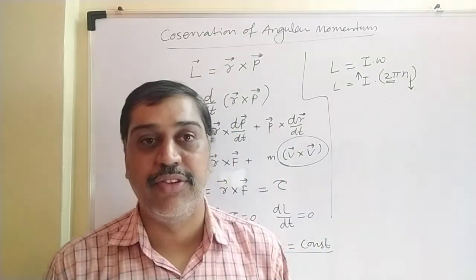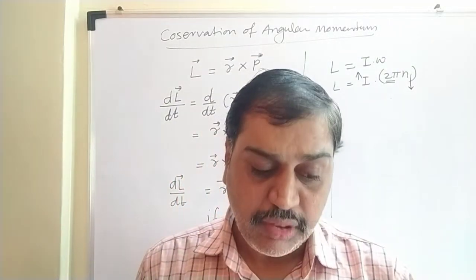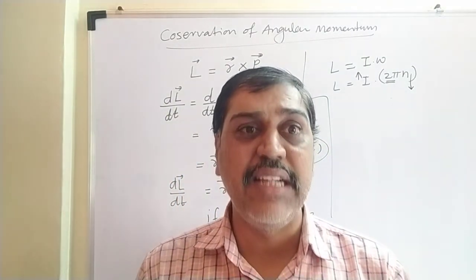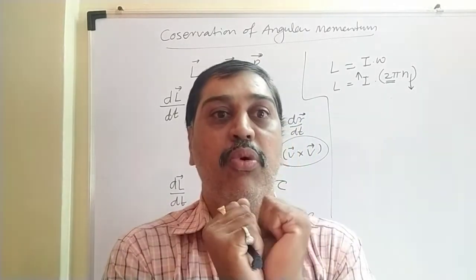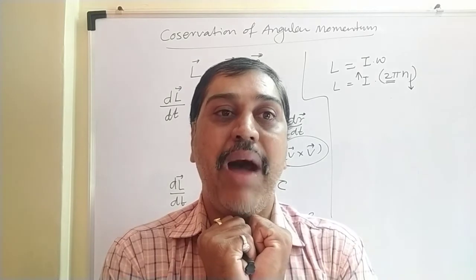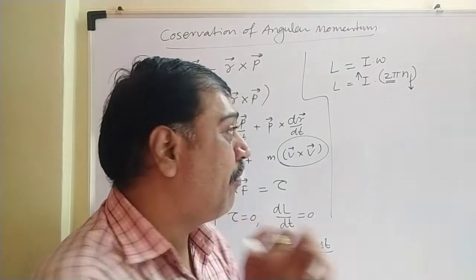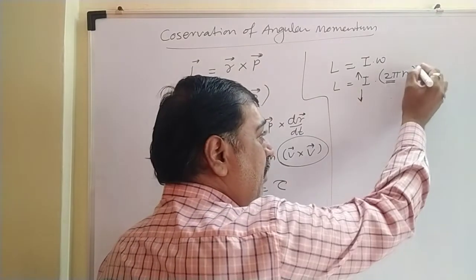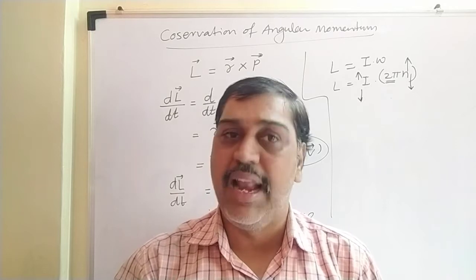And that concept was used by this ballet dancer while dancing. Sometimes when they want to increase their speed, they will move their hands toward their body. If the hands are moved close to the axis of rotation, the mass is distributed close to the axis, and due to that, the moment of inertia decreases and the frequency, meaning the velocity, gets increased. And that concept was used by the ballet dancer.